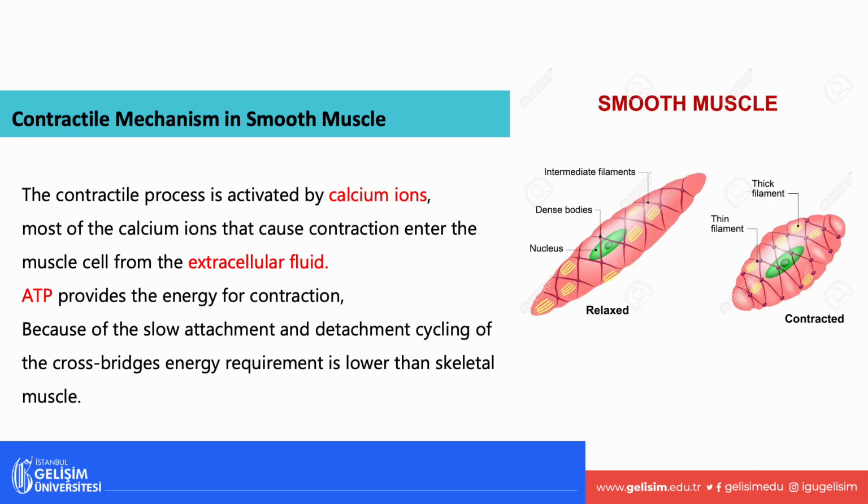Smooth muscle contraction is activated by an increase in the intracellular calcium ions. And most of the calcium ions that cause contraction enter the muscle cells from the extracellular fluid. Now, ATP is also required for smooth muscle contraction, but the energy requirement of ATP is lower than what we find in skeletal muscles. And this is because of the slower cycling of cross bridges in smooth muscles. So this slower cycling also contributes to the prolonged duration of smooth muscle contractions compared to the skeletal muscle contractions.